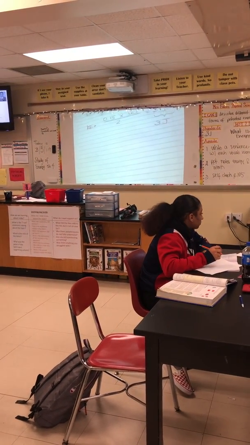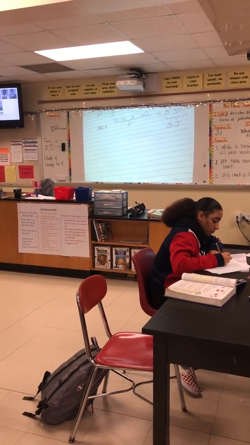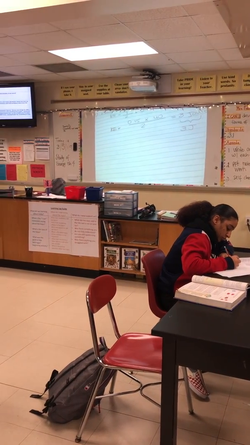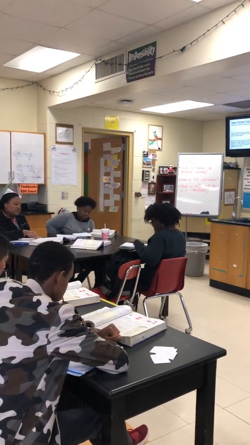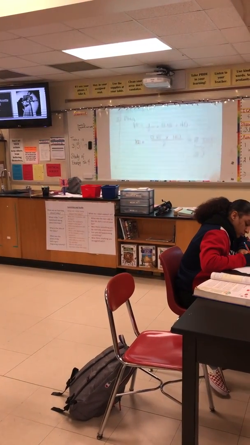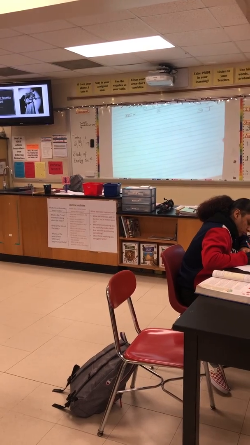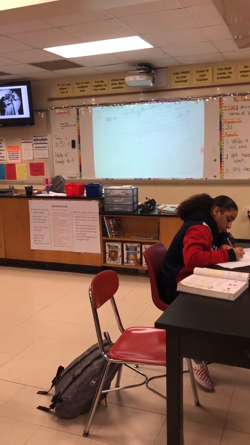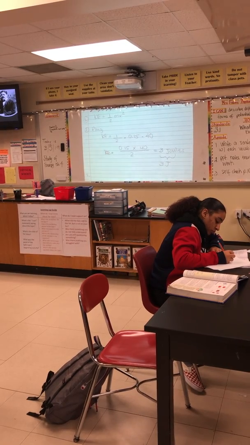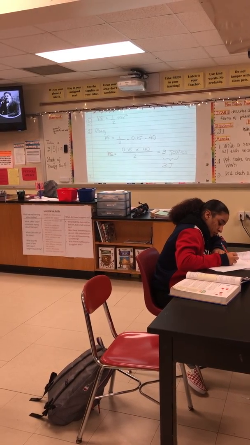Who can read number 2 for me? A car is moving at a speed of 20 miles per second, has a kinetic energy of 300,000 joules. What is the car's mass? Excellent. Who read that, Jermaine? Anaya. All right, thank you. So again, what are we looking for? What's the problem asking me to find? Ruben, can you tell me?